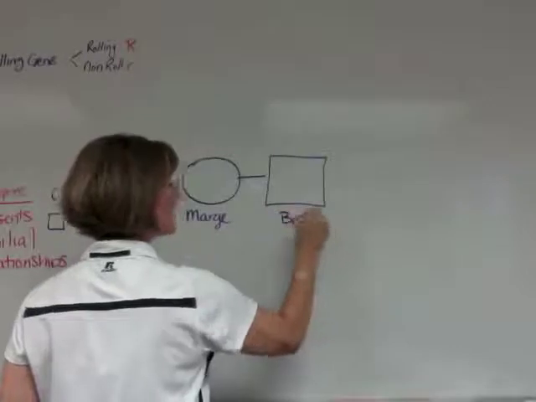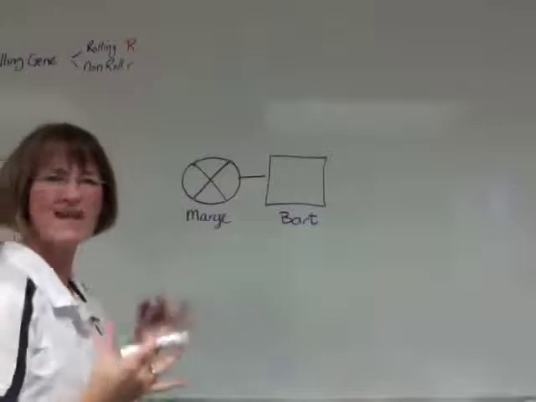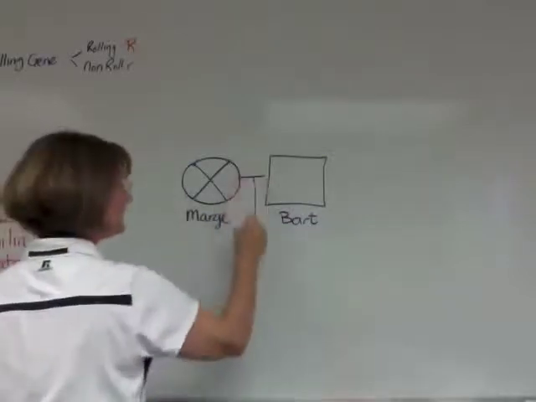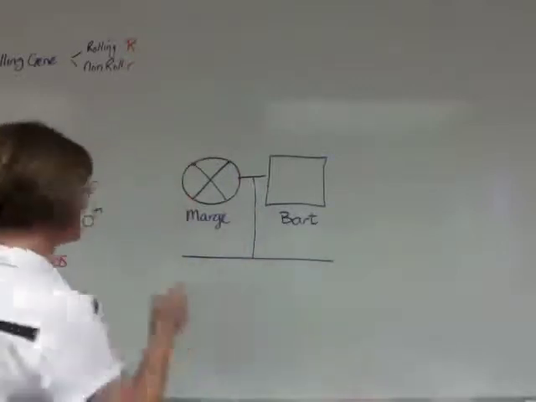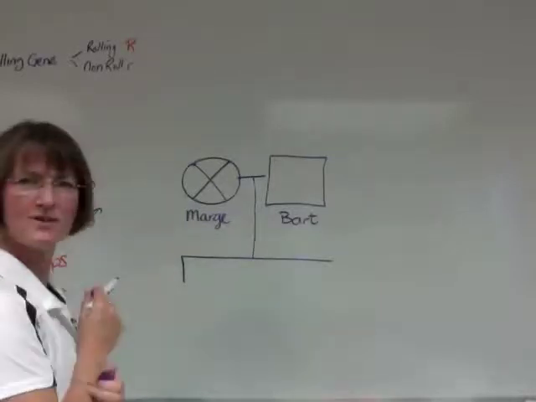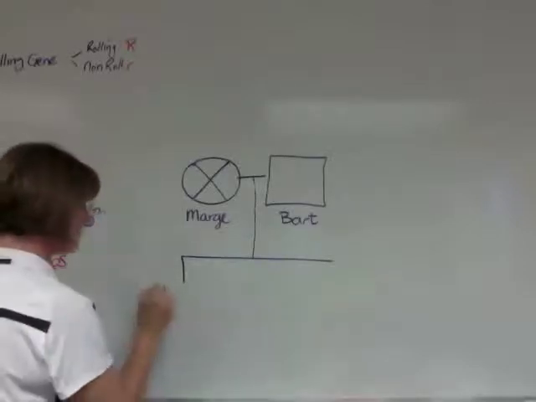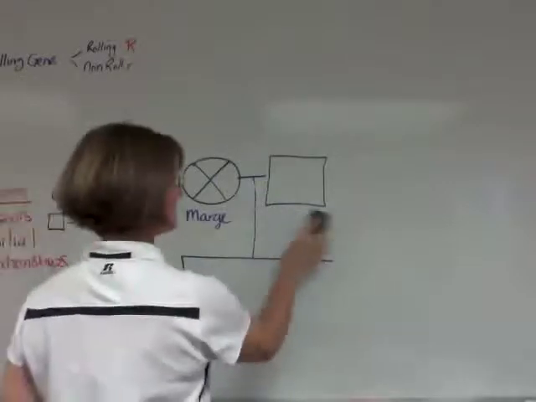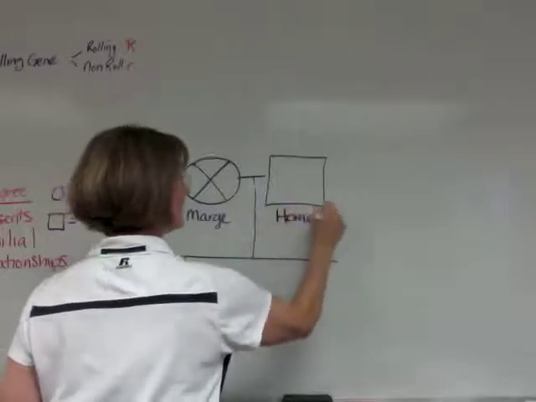And here's Bart. Marge is not capable of rolling her tongue, so we're going to put an X in there for that. Bart can roll his tongue. And, oh goodness, I don't know the TV show well enough to tell you their kids' names. So I'm just going to say, oh wait a minute, isn't Bart the kid? Yeah, Bart's the kid. Here's Bart. Oh goodness, what is his name? Homer! There's Homer. All right, there's Homer.